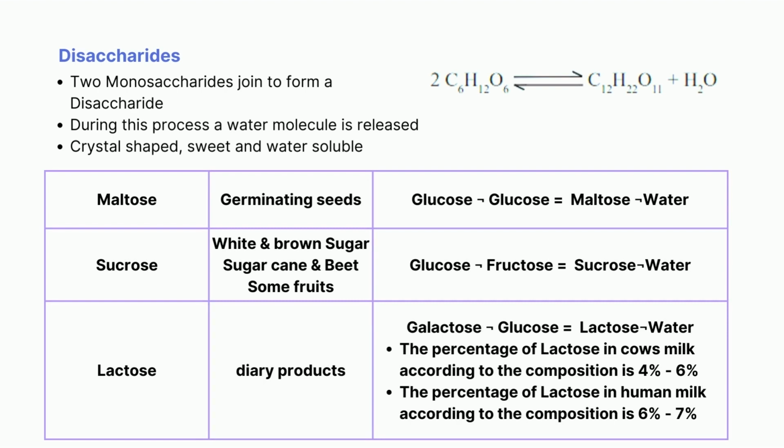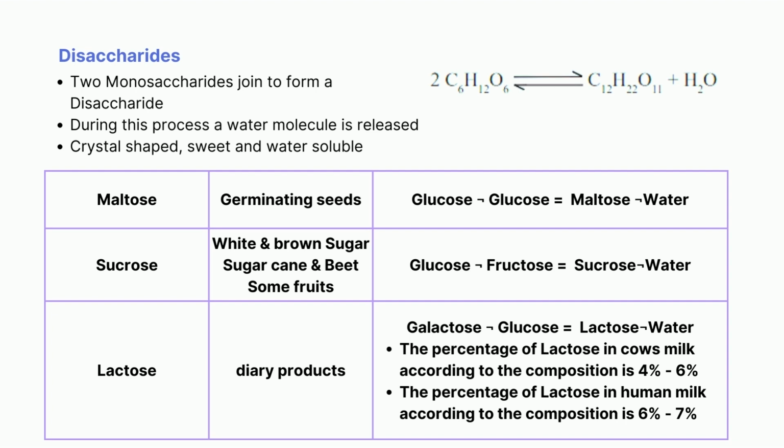So now we'll see the locations, the uses, and the characters of different types of disaccharides. First we will look at maltose. Maltose is present in germinating seeds, and one molecule of maltose is made from two molecules of glucose, and a water molecule is released.